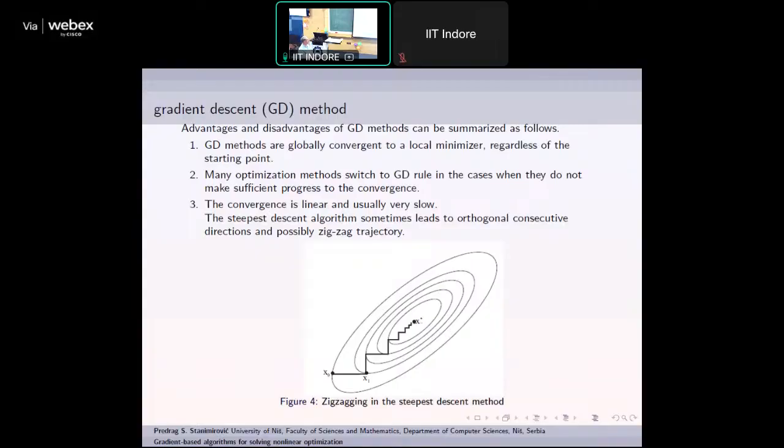This method can lead to orthogonal successive directions. This phenomenon is called zigzagging. Here is one example. Zigzagging. We always trace minus gradient strictly, and go zigzag orthogonally to level lines.